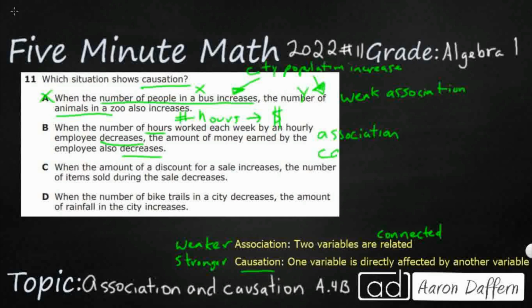But that's definitely a causation, because if you're an hourly employee, and that's what makes it very important, that's your paycheck. It's just the number of hours times your hourly rate. Boom, there's your paycheck. So yeah, I'm thinking B looks pretty good. Let's check C and D just to make sure.